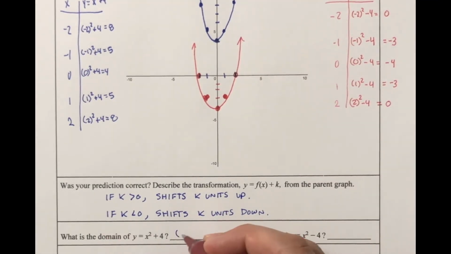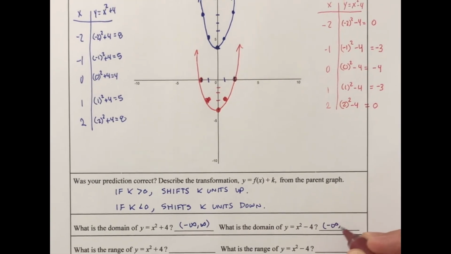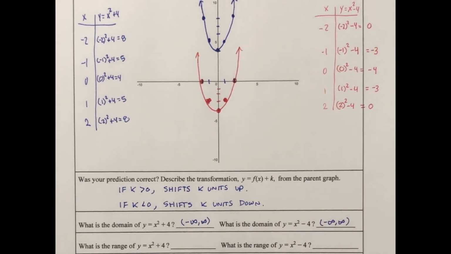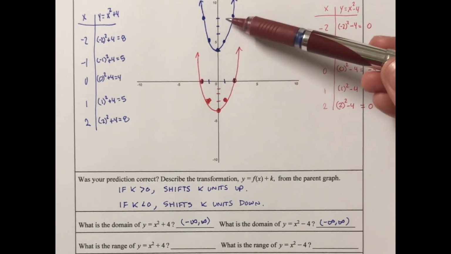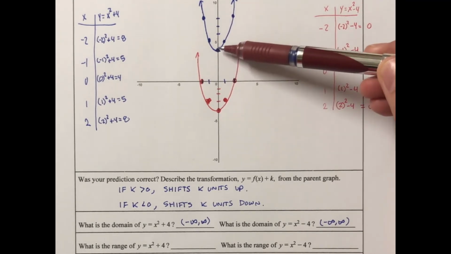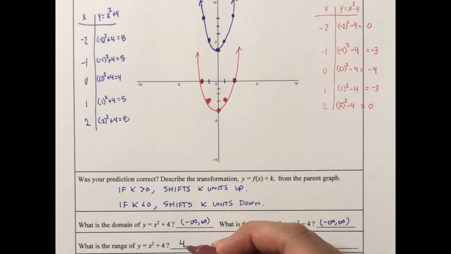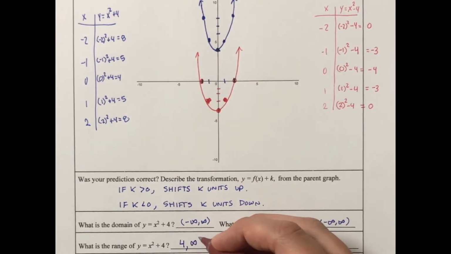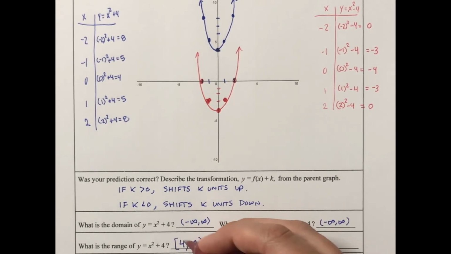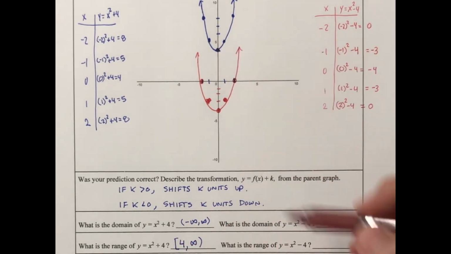What's the domain? Again, it's all real numbers for all quadratic functions for both of these. The range, this time, is the first time the range changes. The blue one, when we added 4, the parabola moved up, and so notice the lowest y value is up here at 4. And then your graph goes up. Your y values are bigger. So it goes from 4 to infinity. And then you put a bracket because you can equal that point right there.